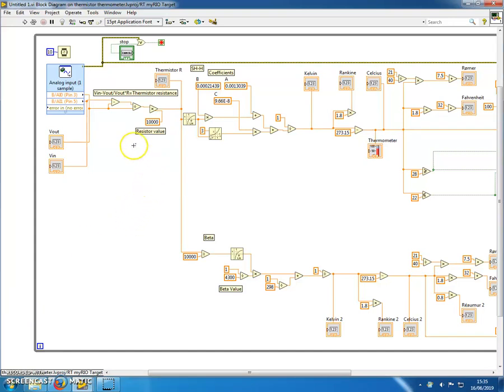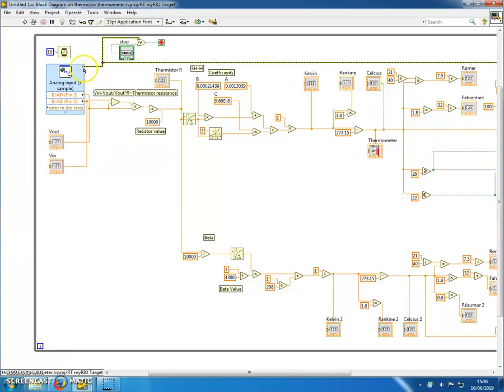So this is my block diagram for my thermistor thermometer system. I will explain what the different components do and how it all interacts together. To start with, we have a while loop which is currently refreshing at 10 millisecond intervals, giving us 100 hertz of a refresh rate.